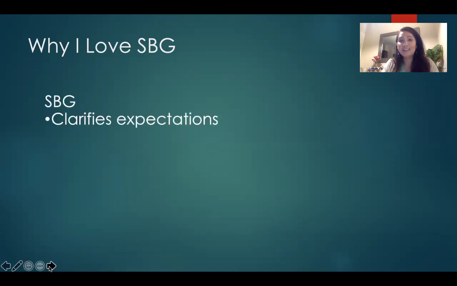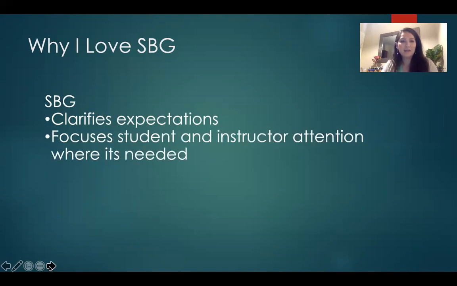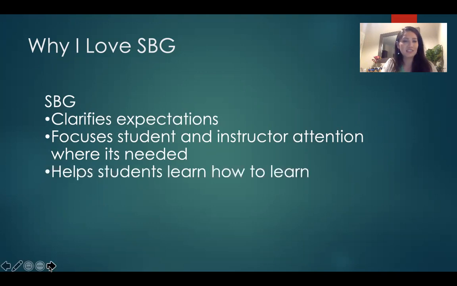Standards-based grading clarifies expectations. It lets the students know exactly what is expected of them throughout the semester. These are the standards that we expect them to learn. It also focuses student and instructor attention where it's needed. So as the student accumulates grades, we know that the student has mastered this concept, needs work on this concept. And it makes it very clear what the student needs to focus on to improve. And the student can see that in the grade book, and the instructor can see that in the grade book. All of this is on Blackboard in my courses at TCC.